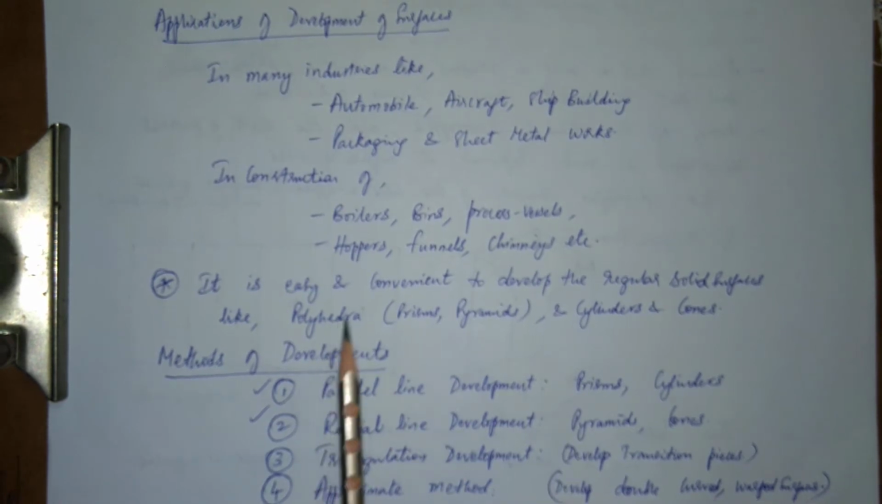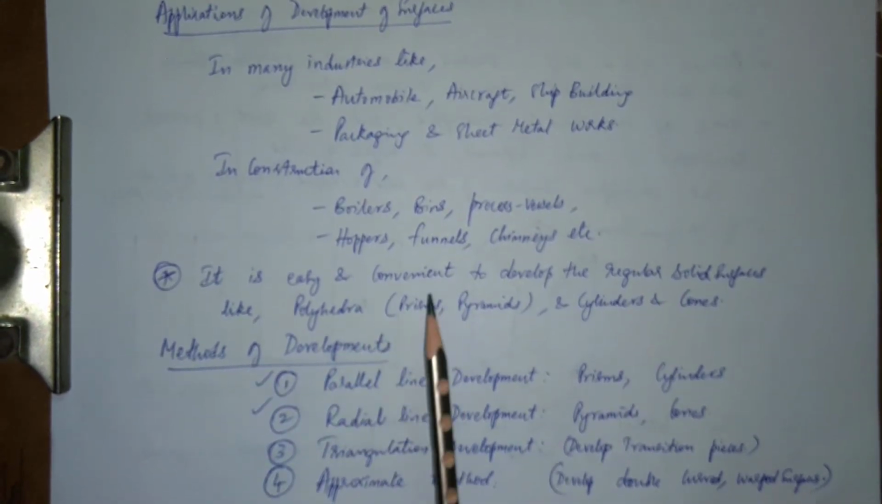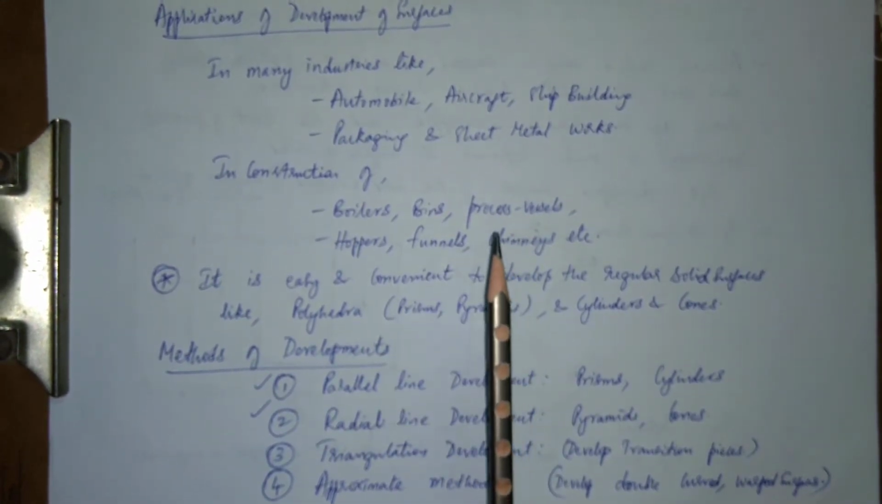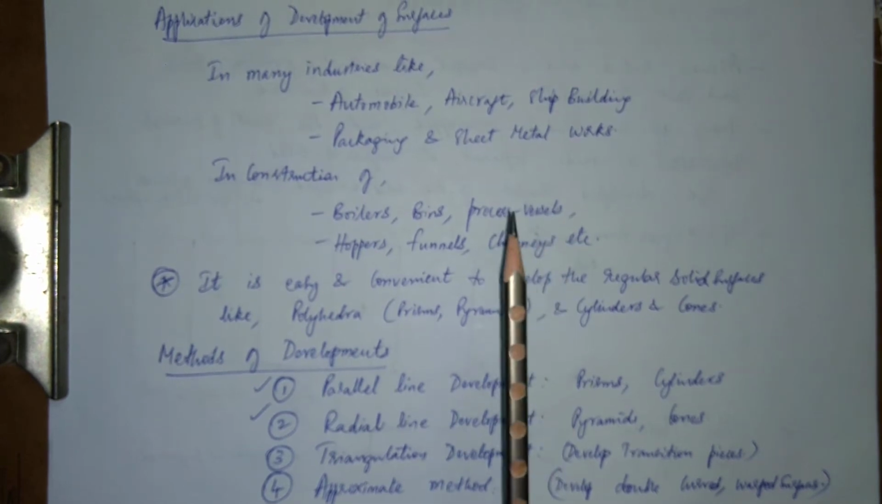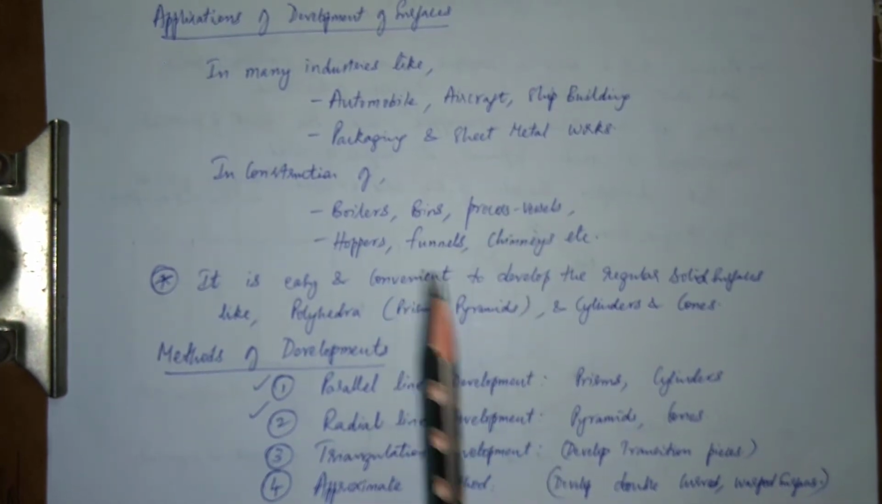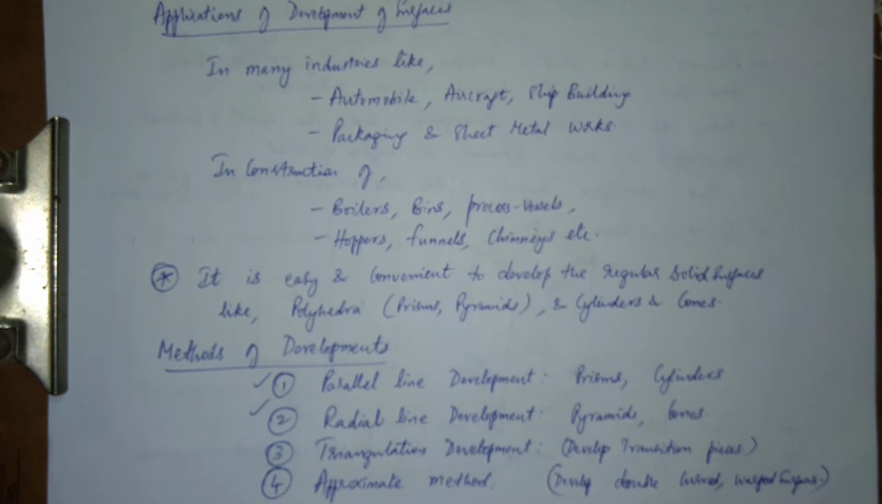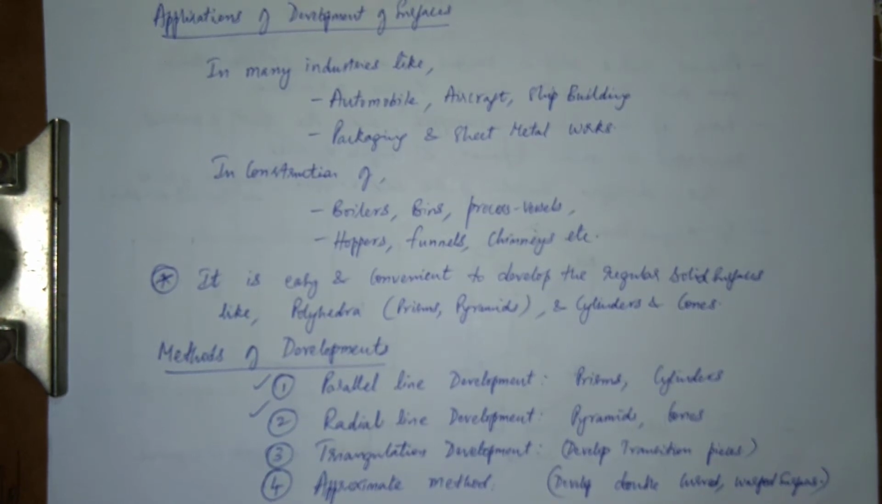Now, it is easy and convenient to develop regular solid surfaces like polyhedra. It is definitely pretty simple, as you have seen in the square prism example. It's easy to develop the surface, since we know that the bases are square and there are 4 faces. If you have a square prism, it will have 4 rectangular faces developed out. There is no confusion in this.